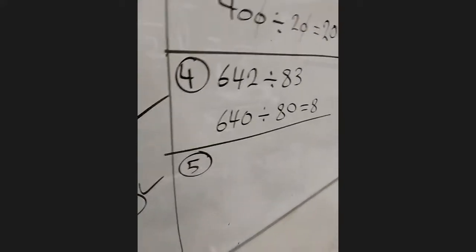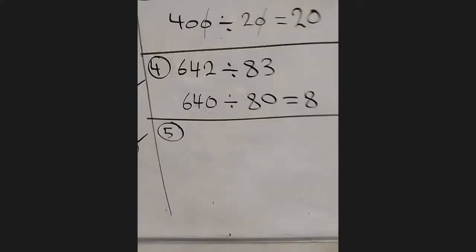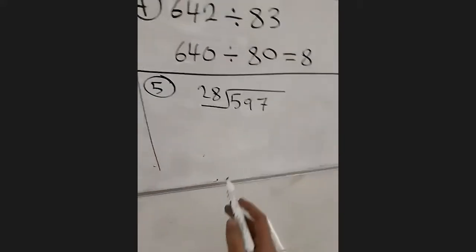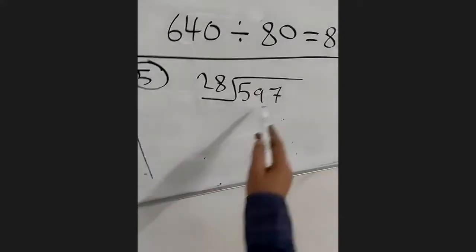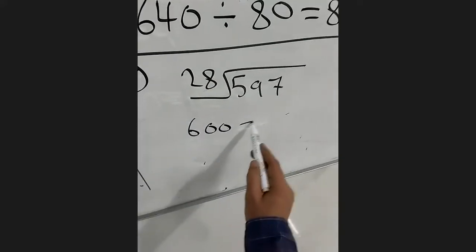Question five. Ziyad Hassan. Yes, mister. Question five, so 597 will be 600. We have this, right? 597 divided by what? 28. But 597 here, what can we do? It will be 600. 600, okay. And the 28?